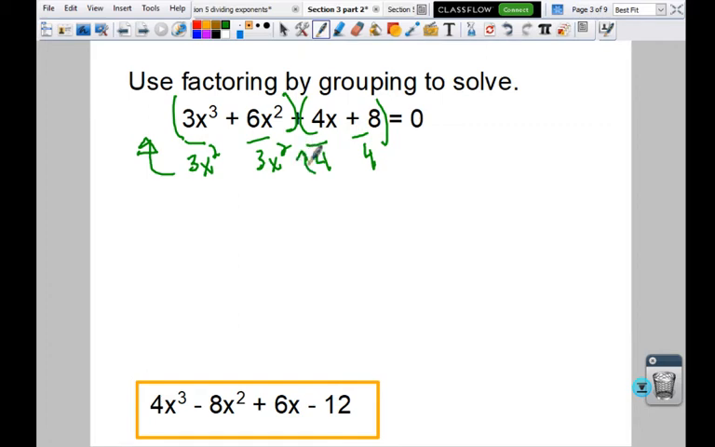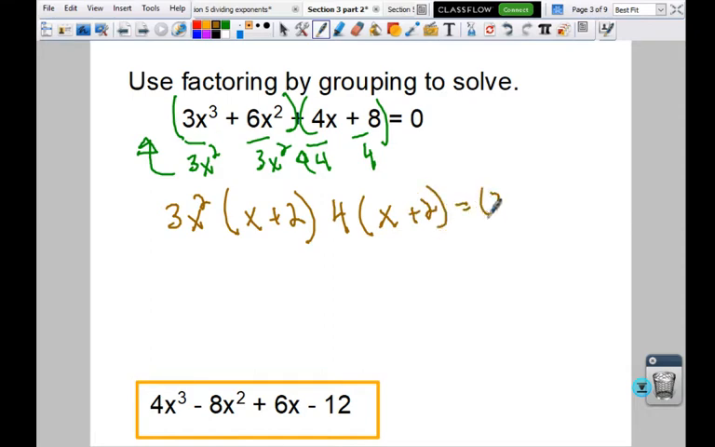So that was our first thing. Put your parentheses and then see what your greatest common factor is. So I'm taking out a 3x squared. And I have an x left. And I got a plus 2 left. I'm taking out a 4. I have an x and then a plus 2 left. And it's equal to 0.